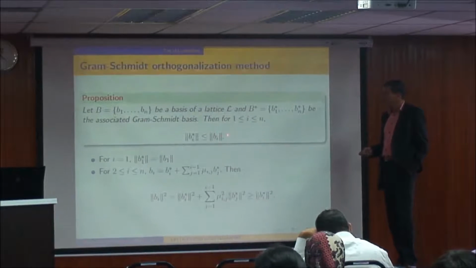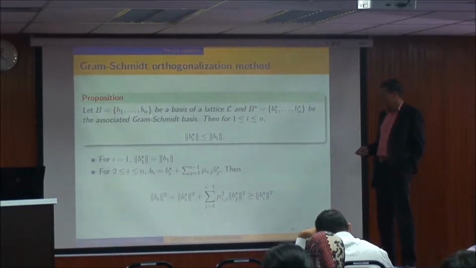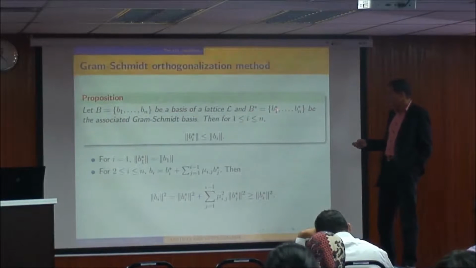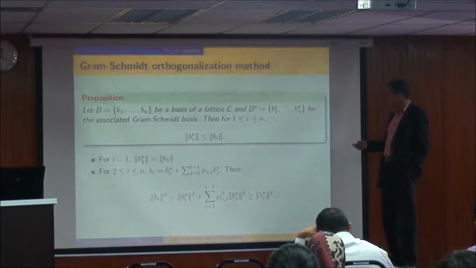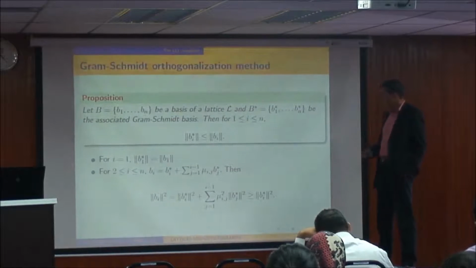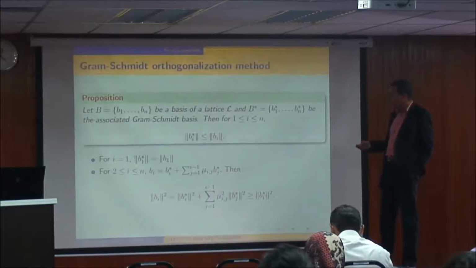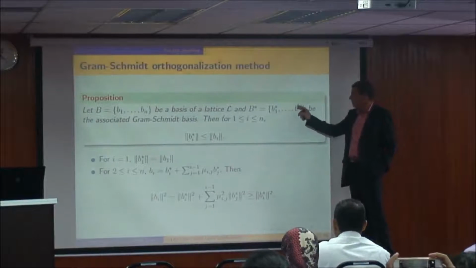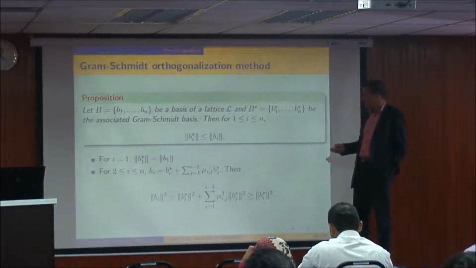For example, if we have a matrix with the basis B1 to Bn, then you can get B1 star to Bn star by computing the Gram-Schmidt orthogonalization method, and you can use this basis to compute the determinant of the lattice. And when you do such a process, you can find that every vector in this basis is shorter than the corresponding vector in this basis.